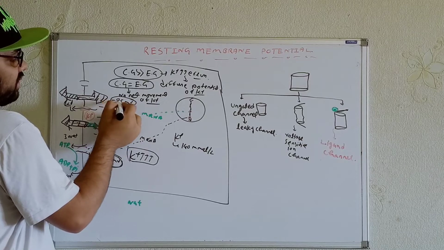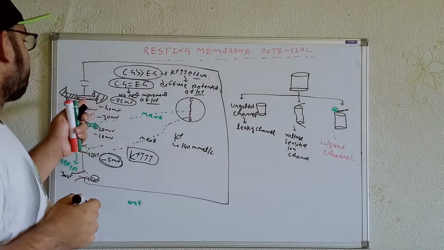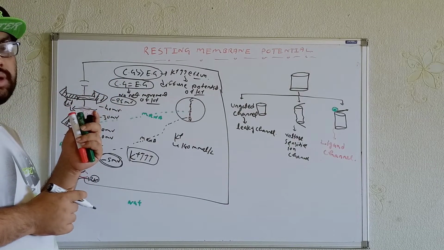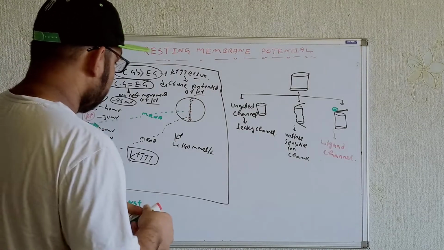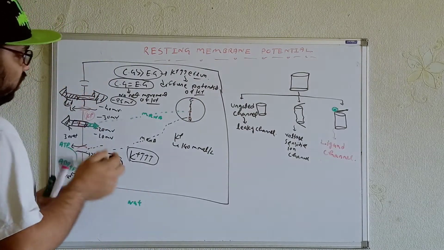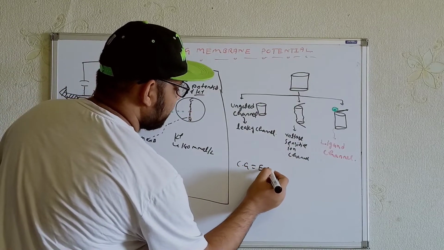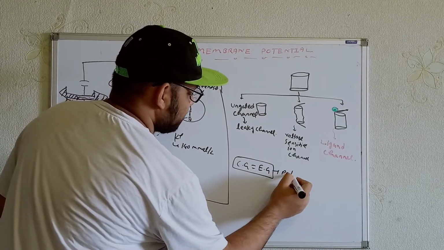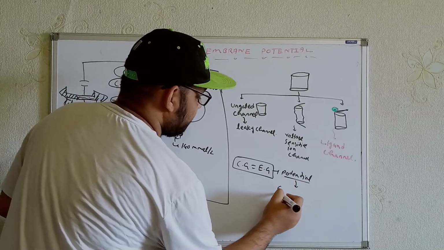Minus 85 millivolt we will get just like this. Now, the potential at which the concentration gradient equals the electrical gradient is known as Nernst potential or equilibrium potential for potassium. Whenever the concentration gradient equals the electrical gradient, this potential will be known as equilibrium potential.